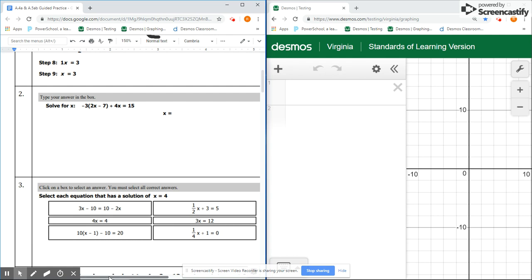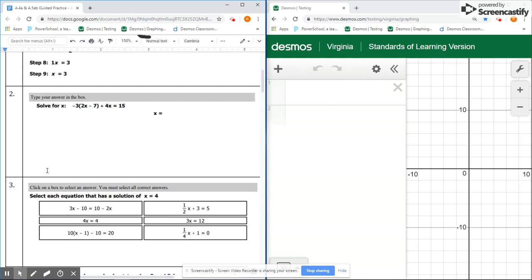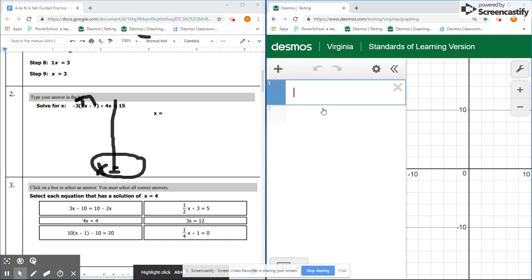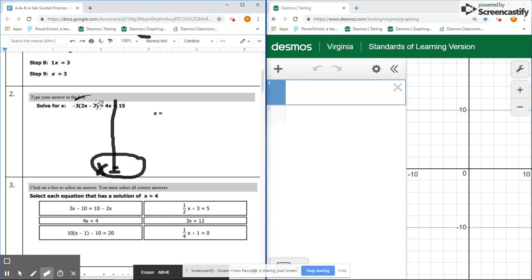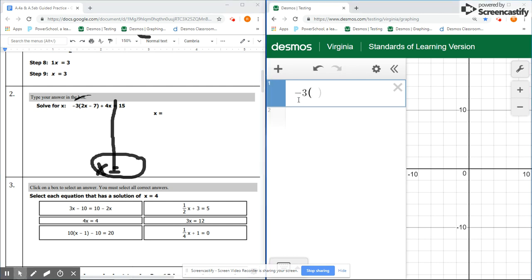All right, let's get down to number 2. Number 2, solve for x. So normally you would just draw your line, you distribute, combine like terms, and then you get x equals some number here at the bottom. Okay, but we're going to use Desmos for this one. All right, I'm going to type it in exactly how I see it. So we're going to type in over here -3(2x - 7) + 4x = 15.